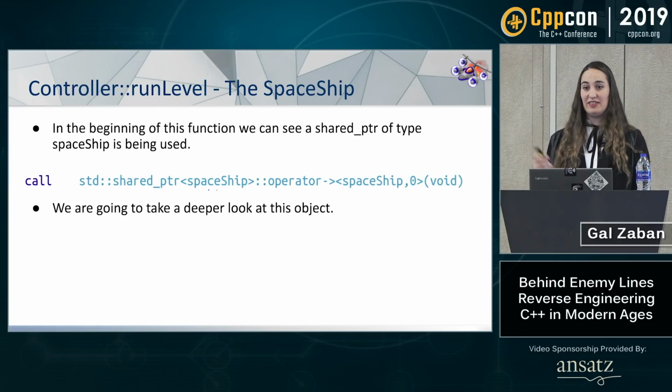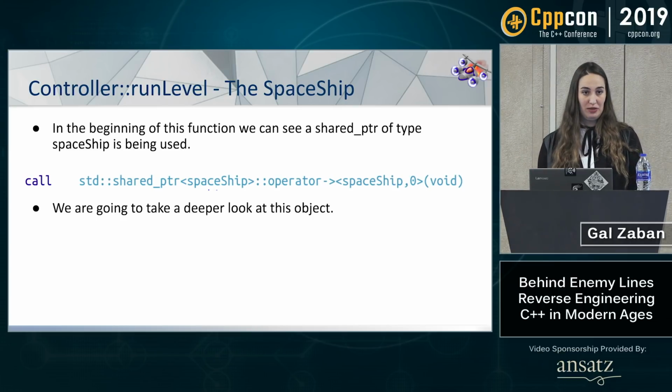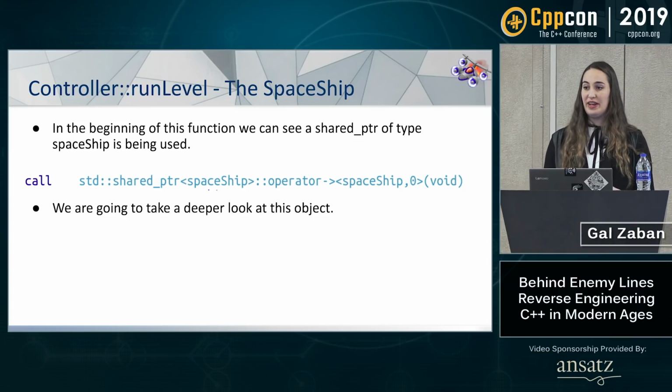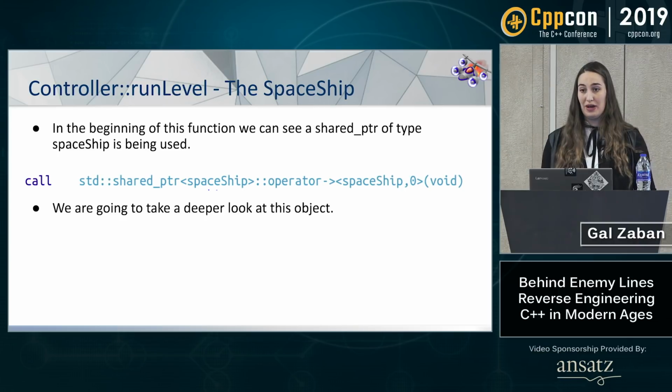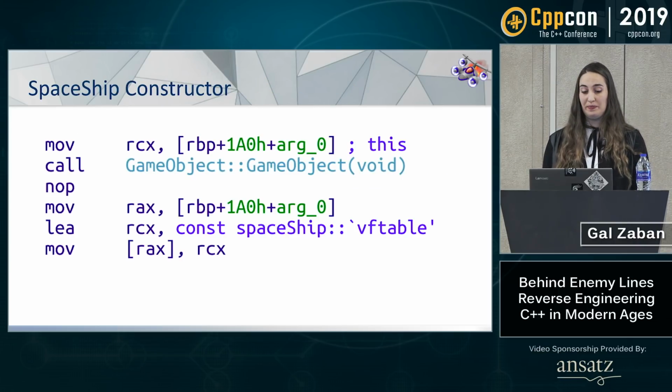So, controller run level. This is the function that the string was called from, and we are going to focus first on the spaceship. In the beginning of the function, I saw there is a shared pointer to a spaceship. Again, the reason I can see the name and that it's a shared pointer is just because the code was compiled with debug symbols. So we are going to take a deeper look at this object.